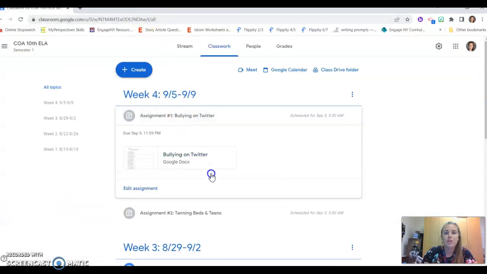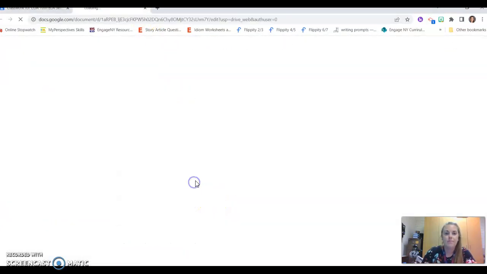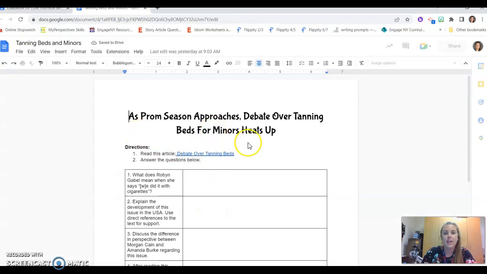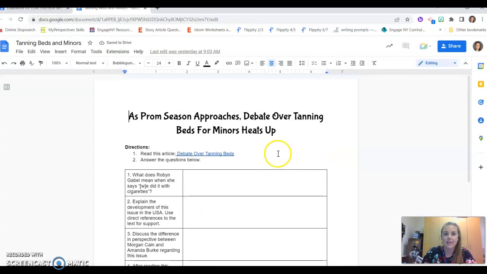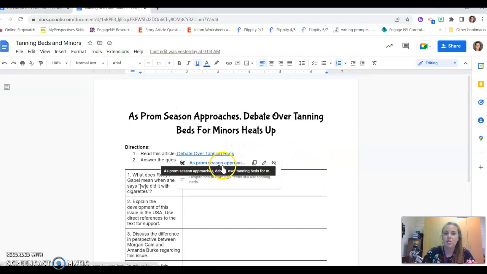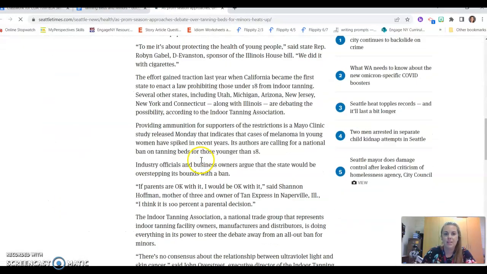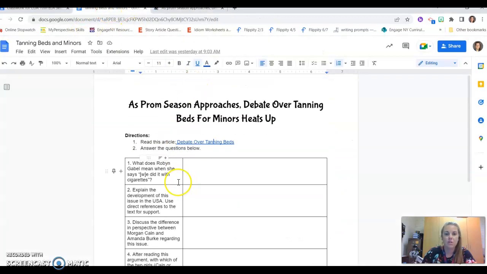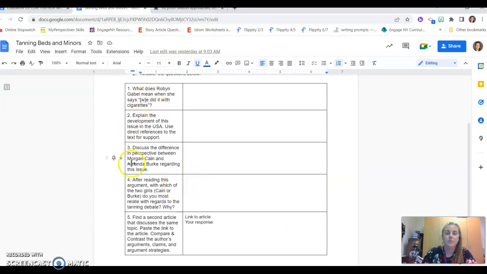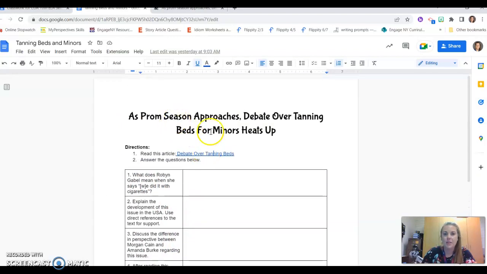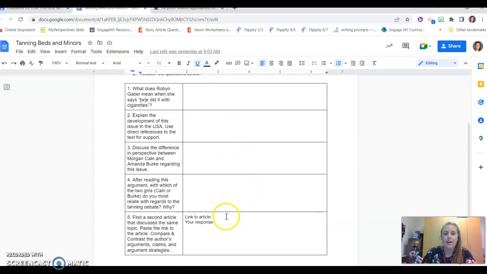For assignment number 2, you're going to be looking at tanning beds in teenagers. So you'll open up this article here, kind of the same deal. You're going to read the article, use that article to answer questions 1 through 4, and then you're going to find a second article that is about this same topic. Link the article here. And again, compare and contrast the author's purpose, author's bias, the claims the authors are making.